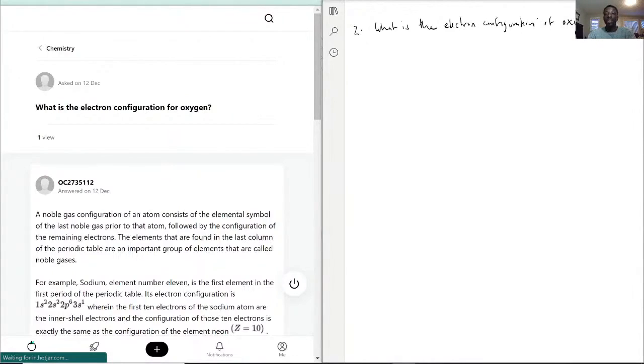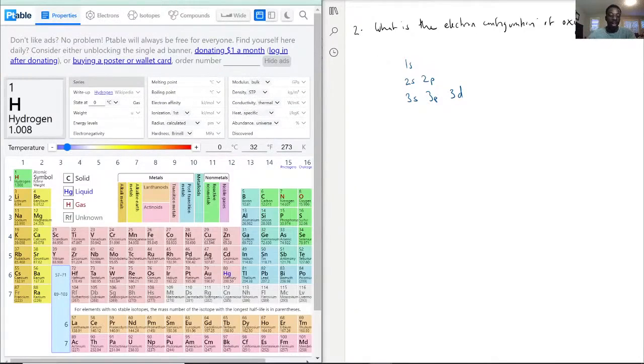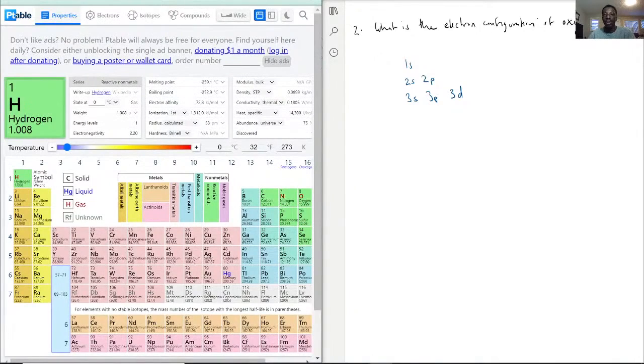Okay, so to do electron configuration, it's important to note down our shells. So I have the 1s, 2s, 2p, 3s, 3p, 3d. Each of these corresponds to a certain number of elements on the periodic table. So if we wanted to start at the 1s, for example, I'm referring to the hydrogen and helium. So think of it as we're literally counting through the elements in order to be able to get over to where we want to be for oxygen.